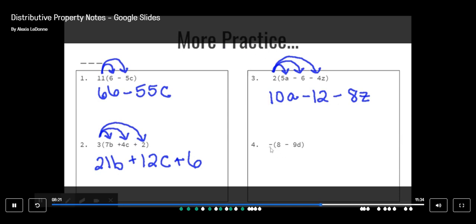And then number 4, we have just a negative on the outside, so technically this is a negative 1 here. So we're going to multiply negative 1 to everything on the inside of our parentheses. So negative 1 times 8 is negative 8. Negative 1 times negative 9. So negative times a negative gives us a positive 9d. And I can't put these together, so I'm finished here.